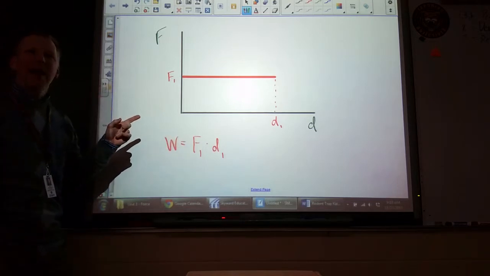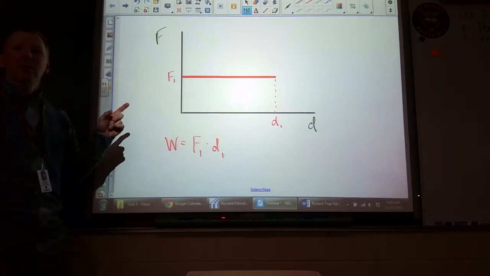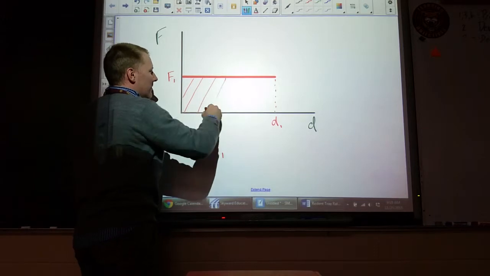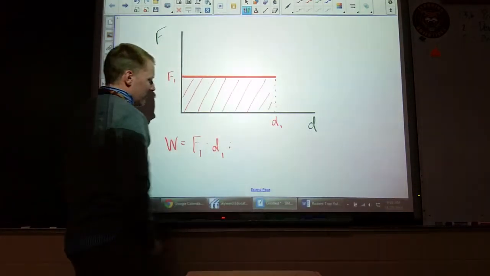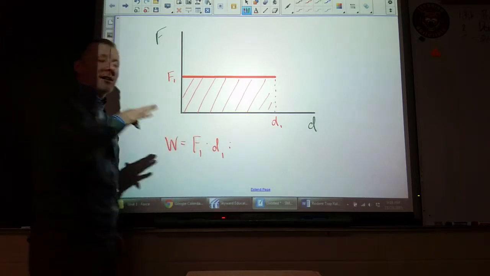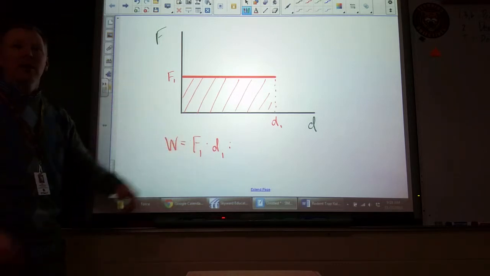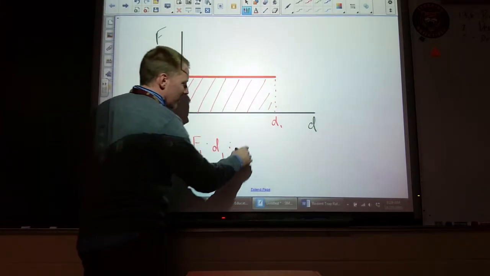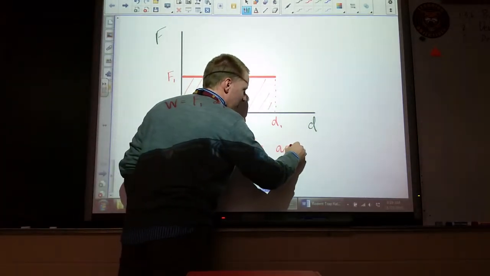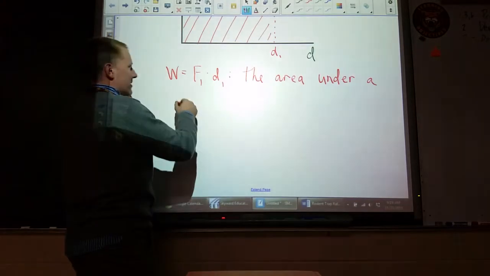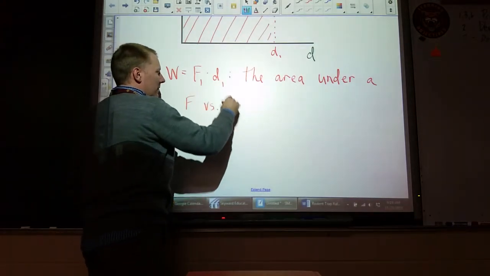What does that tell us about the graph, though? How does that relate geometrically to our graph? The area equals the work. That's the area underneath our graph. So work is also another way to find it. If we've got a varying force, this is especially useful. If we've got a constant force like this, it's easy just to multiply. But if we have a varying force, we can do this. So work is also the area under a force versus displacement graph.